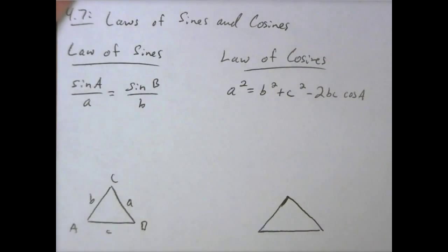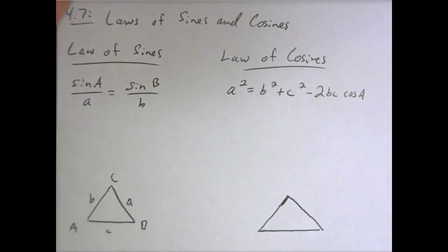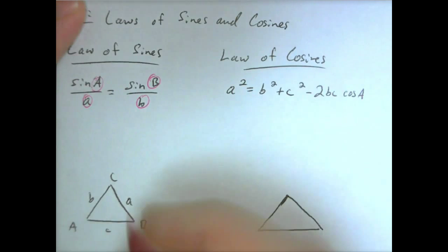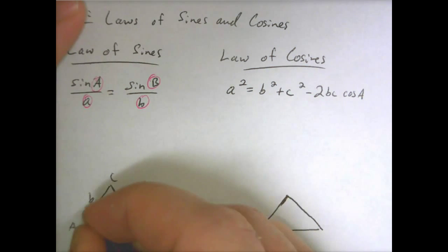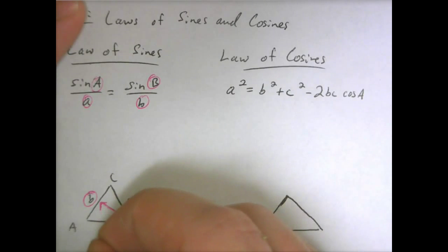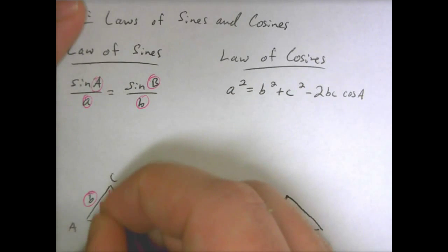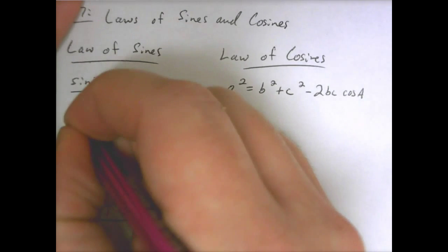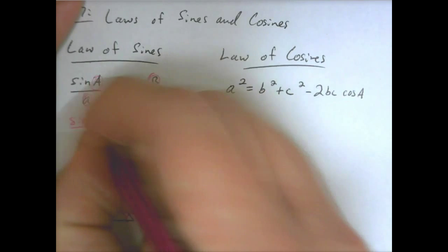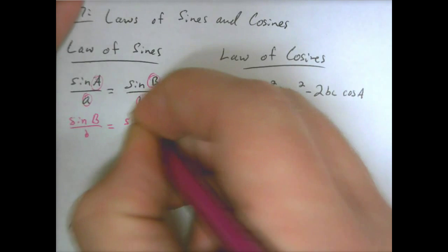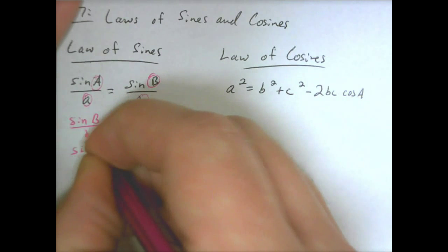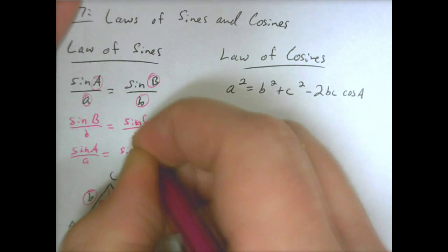Alright, so with this, in order to use law of sines, notice in your equation you have 1, 2, 3, 4. The sides are across from the angle. You have to have at least one side across from one angle you know, and then one other side or one other angle. It doesn't matter, but you are going to be able to find that. The other interpretations of this formula are sine B over B equals sine C over C, and sine A over A equals sine C over C.